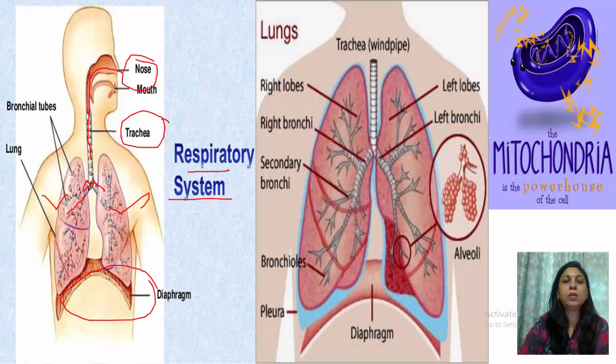You can see there are two lungs, trachea, then right lung and left lung, right lobe, left lobe, right bronchi, left bronchi. Then bronchi further subdivide into secondary bronchi, tertiary bronchi, then bronchioles, and at the end of each bronchiole there is a bunch of grape-like structures. You can see they are alveoli, and there is a muscular diaphragm also.